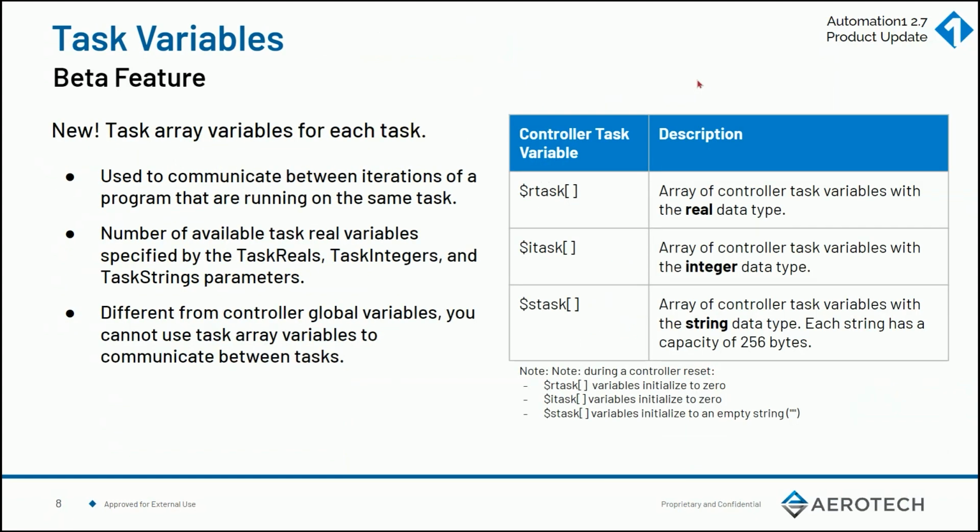Next up, as a beta feature here, are task variables. There are now task array variables for each task. Those include an array of task variables of the real data type, the integer data type, and the string data type. Again, these are used to communicate between iterations of a program that are running on the same task. The number of available task real variables are specified by the task reals, and the integers by task integers, and the strings by task strings. Different from controller global variables, you cannot use task array variables to communicate between tasks. They are meant for their own specific task.